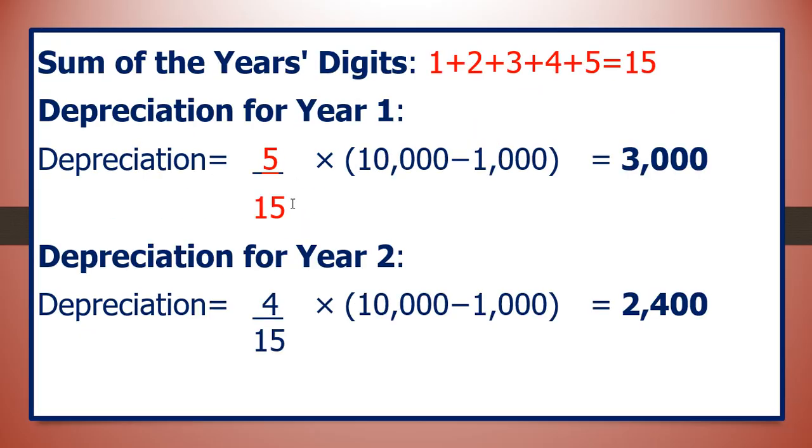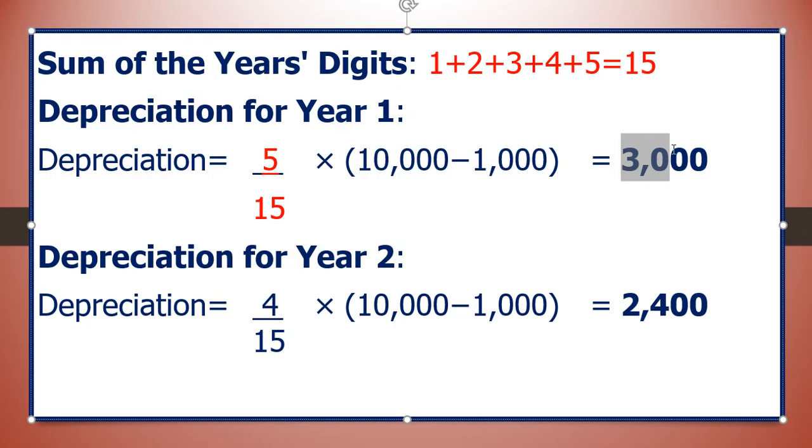So that is how you work it out. 5 over 15 times 9,000, you get 3,000. That is the depreciation at the end of year 1. So if you want to get the net book value now, you take this 3,000, which is the depreciation, and deduct it from the cost of the asset. The cost of the asset is 10,000. You get the net book value at the date of reporting, that is after year 1.